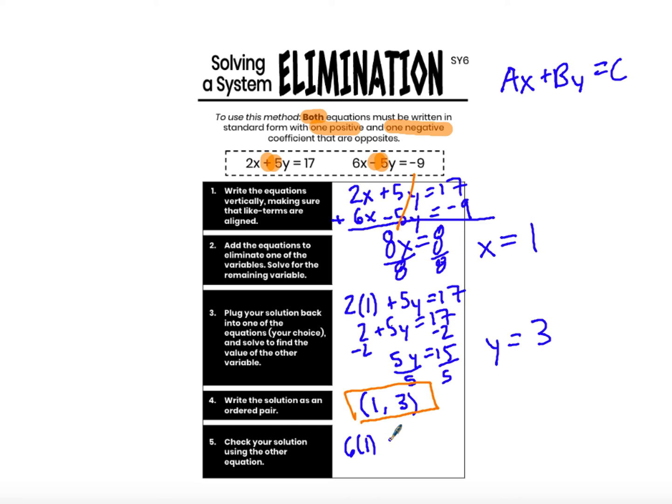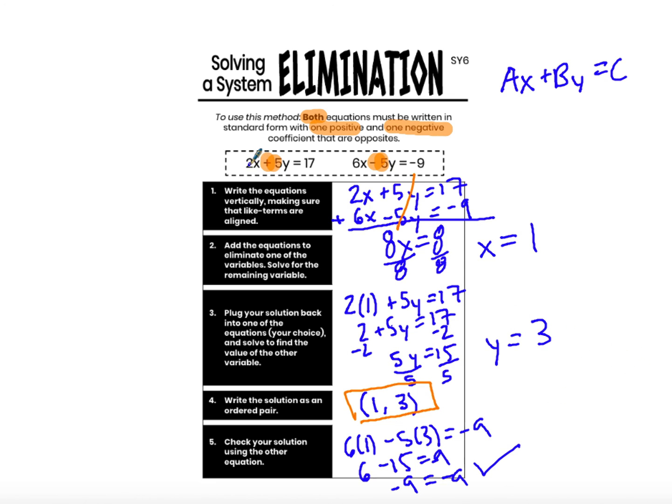Minus 5 times y, which is negative 9. 6 times 1 is 6, minus 15 equals negative 9. Hooray! 6 minus 15, oh, that's negative. Negative 9 equals negative 9, and I am done.